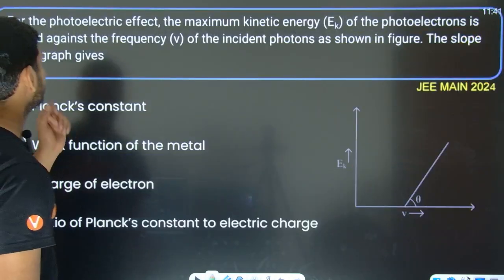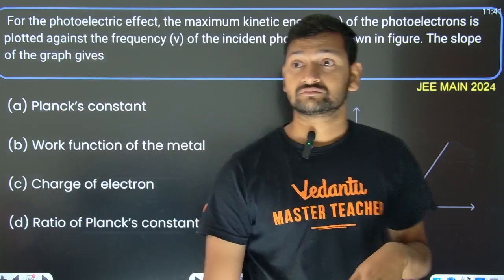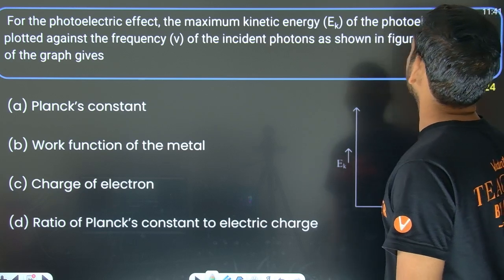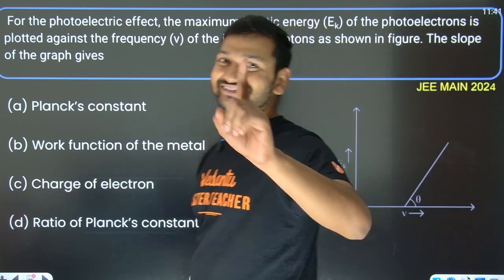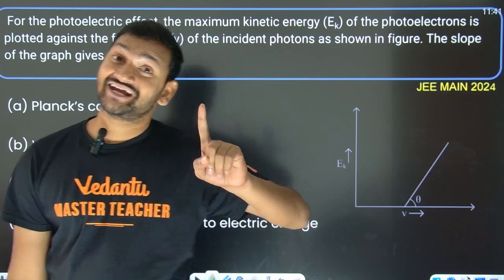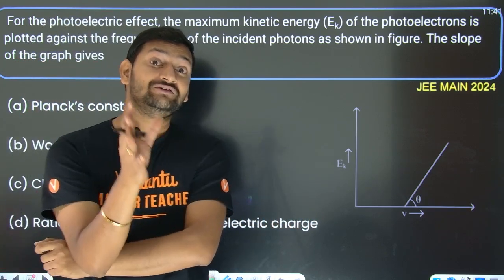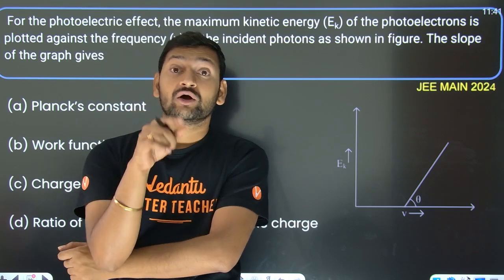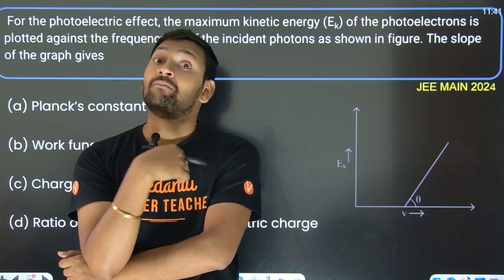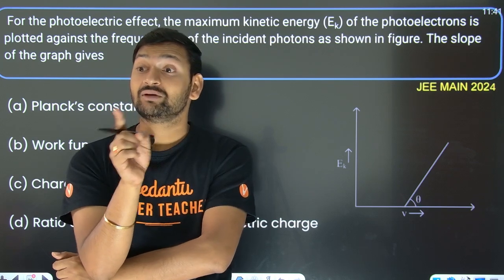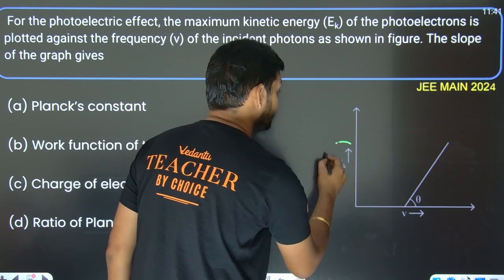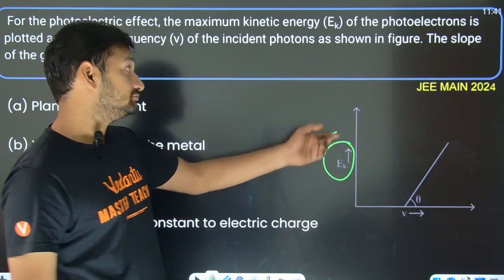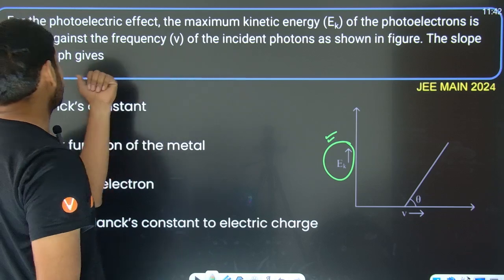Okay. Now, further, for the photoelectric effect, the maximum kinetic energy Ek of the photoelectrons is plotted against the frequency. They have changed the graph. What was the graph which we were doing till now? Like even in the theory classes or in the questions also, we were drawing a graph between stopping potential and frequency. But now they are not asking us to draw a graph between stopping potential and frequency. They are asking us to plot a graph between kinetic energy and the frequency. Okay, and then they are talking about slope.